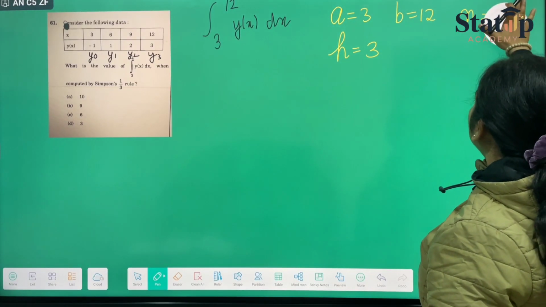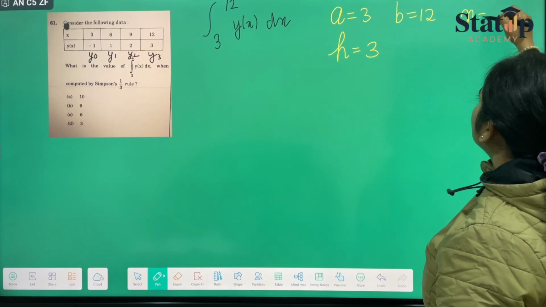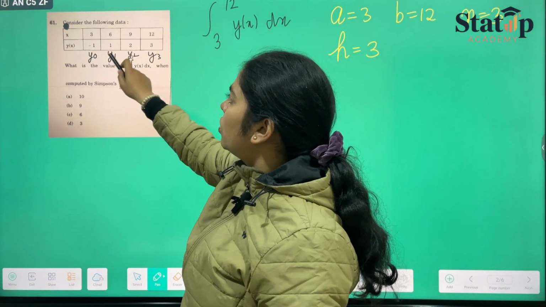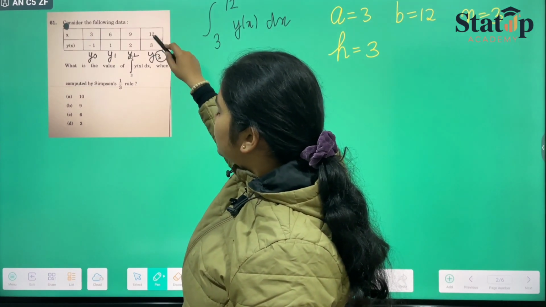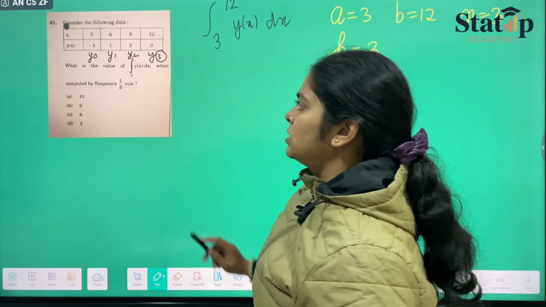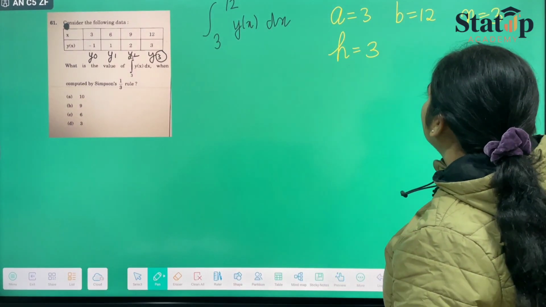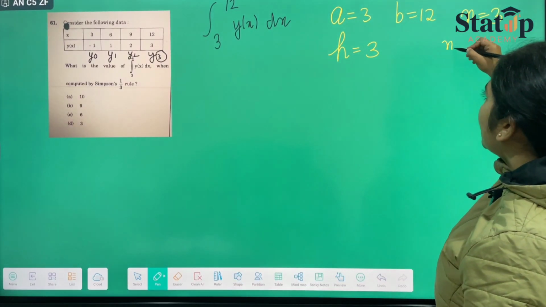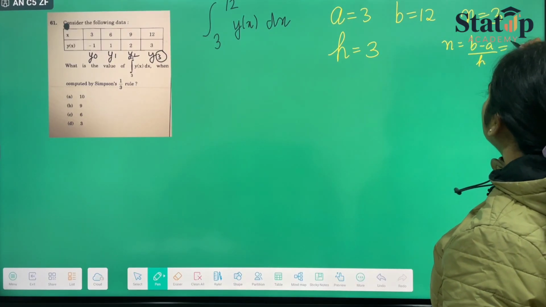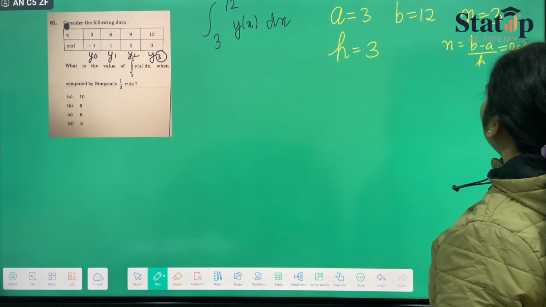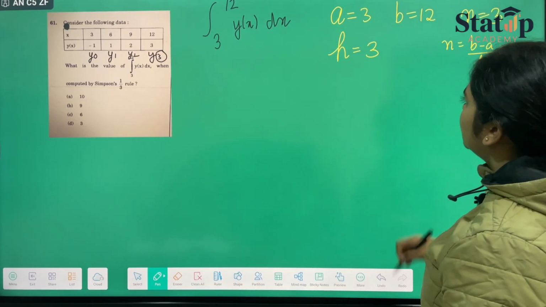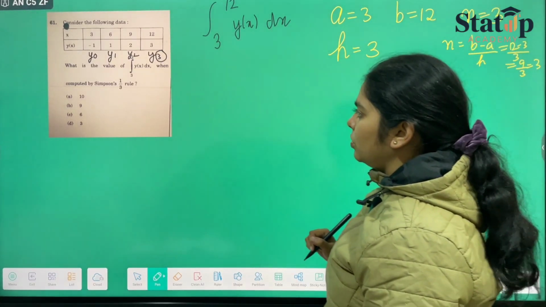And from that n can be calculated, n is 3. N does not start from 0, we don't count 0. The highest number of y's, we take it as n. So here the highest number of y is 3. So n will be 3. Or you can do it by this also. N is equal to b minus a upon h. 12 minus 3 upon 3, which is 9 by 3, which equals 3 only. So that also you can do.